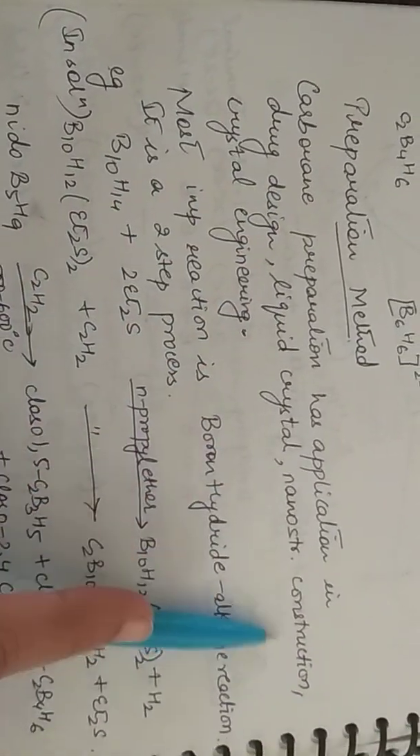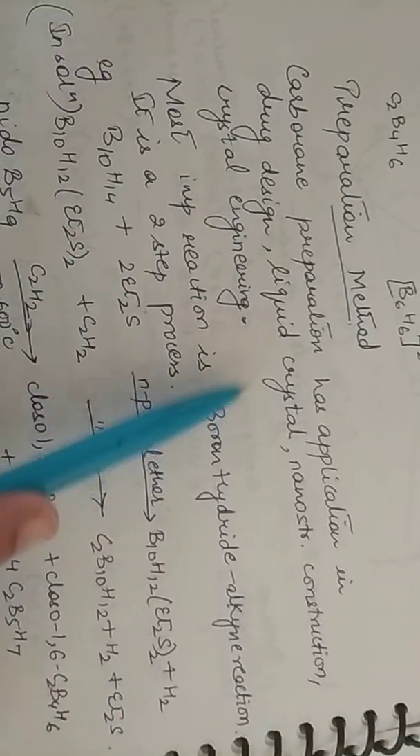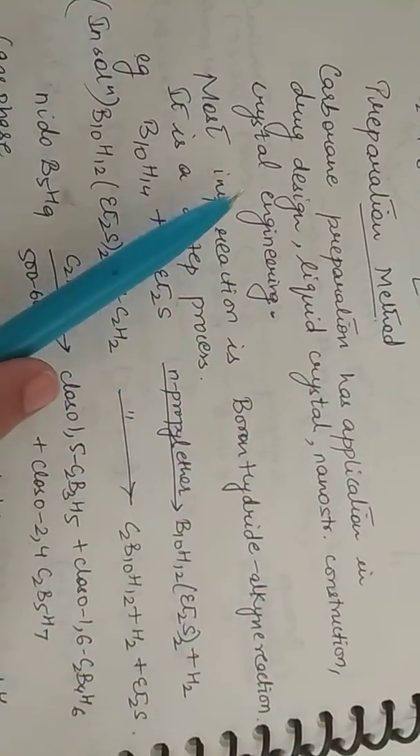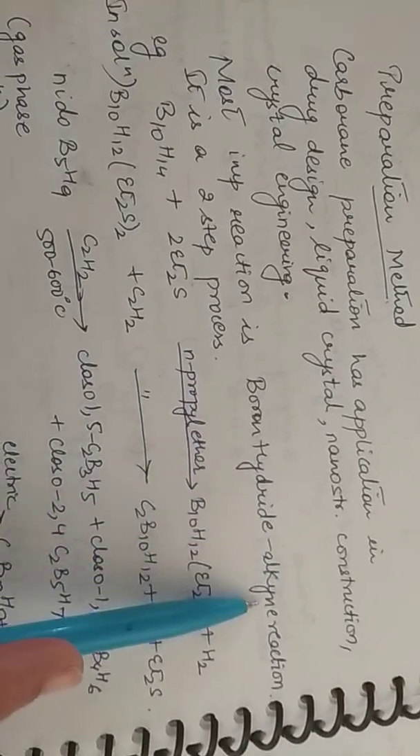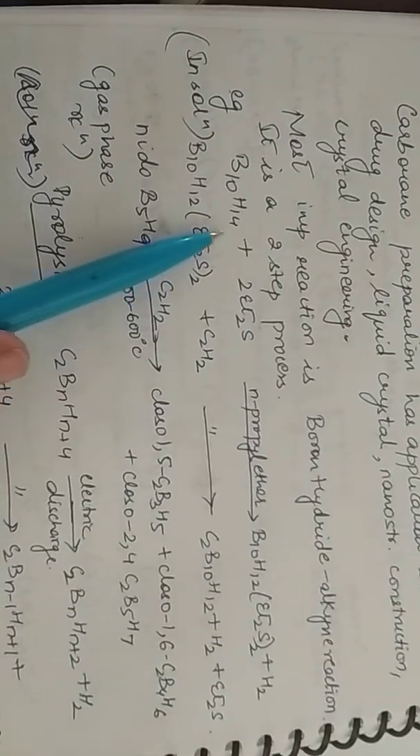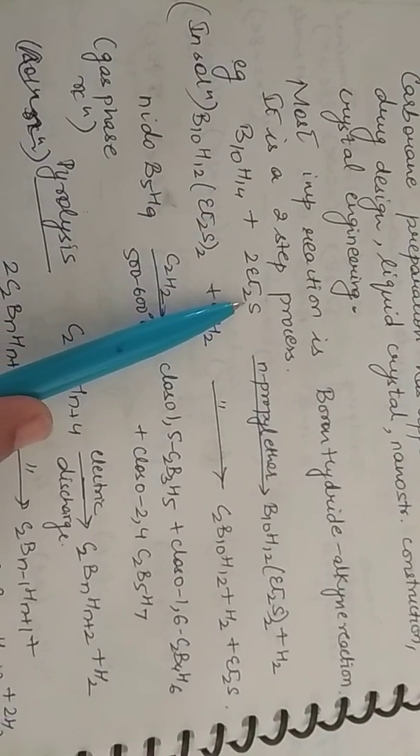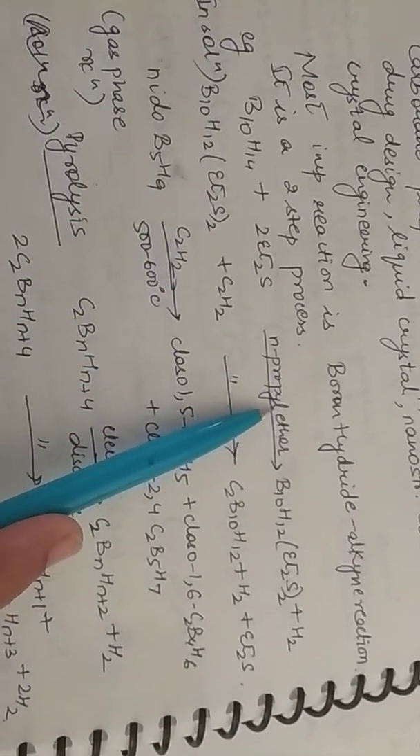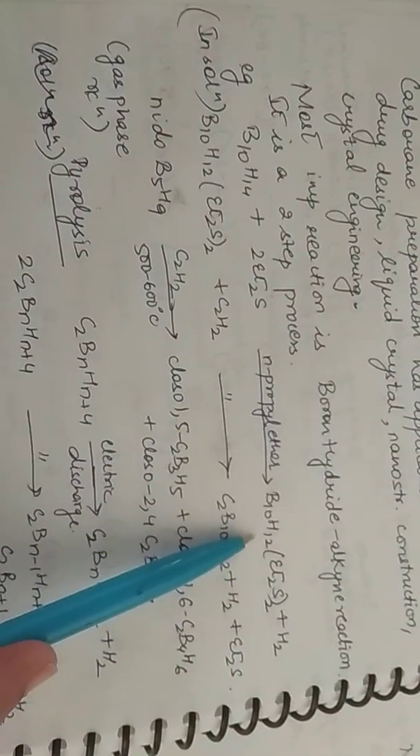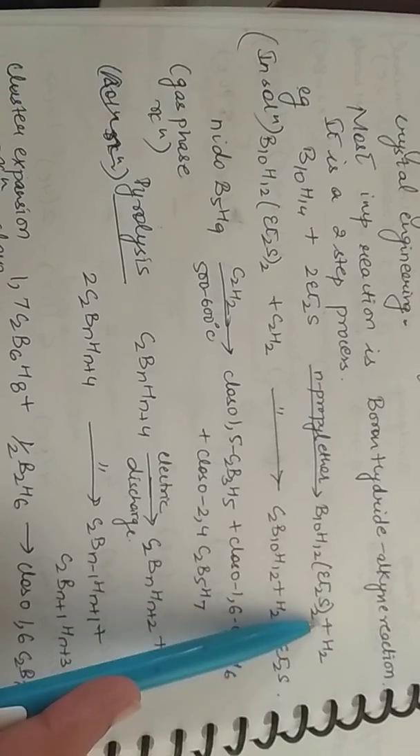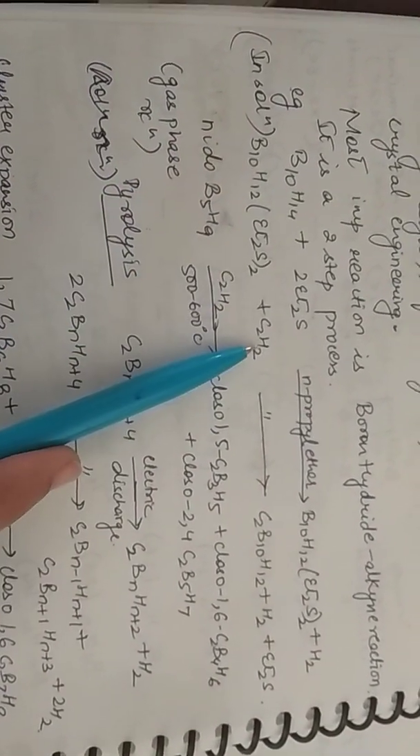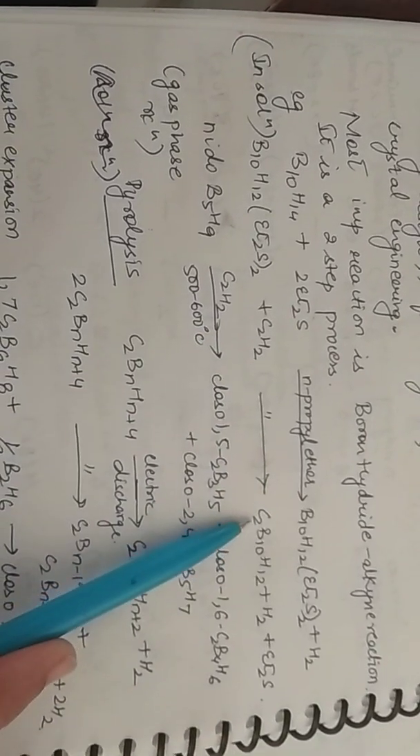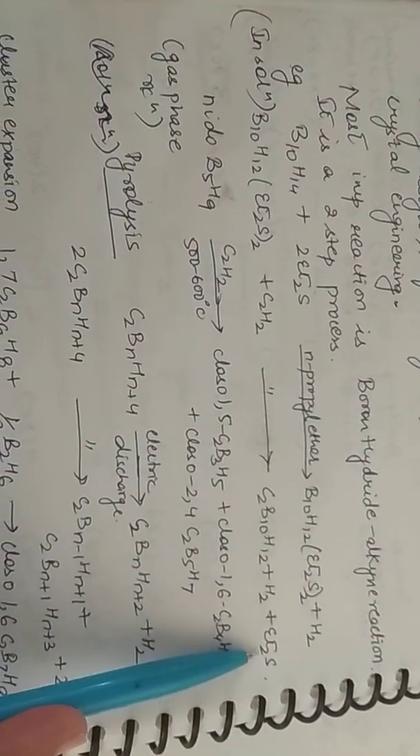The carborane preparation has application in drug design, liquid crystals, nanostructure constructions and crystal engineering. Okay, so the most important reaction in boron hydride is the alkyne reaction. It is a 2-step process. B10H14 with this sulfide in presence of n-propyl ether gives you this type of substituted carborane with release of hydrogen gas. In solution, again this one when reacts with alkene gives you C2B10H12 plus H2 plus R2S.